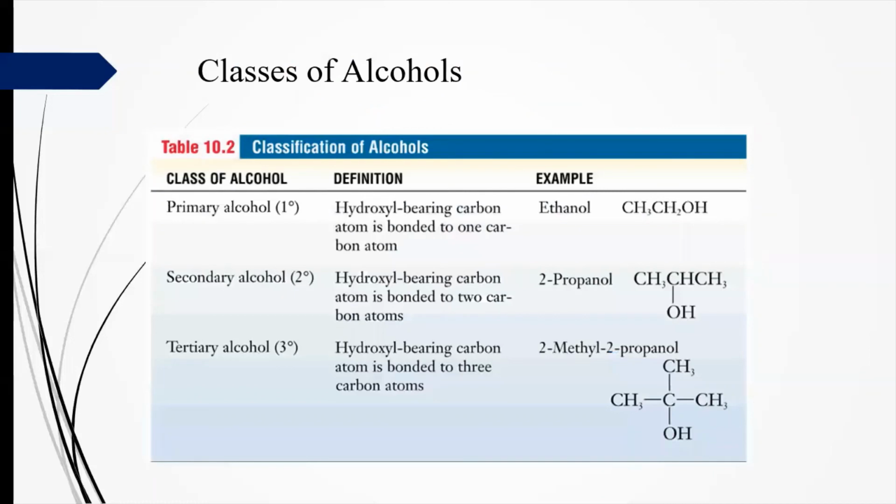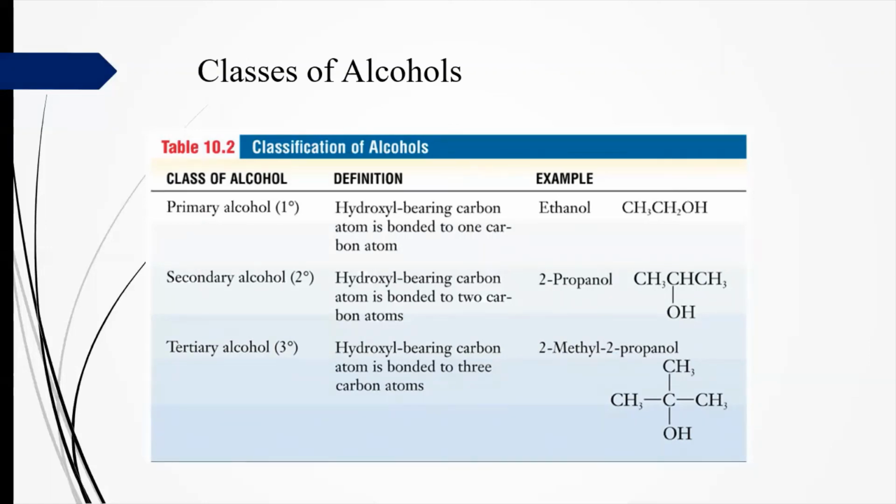Now, there's different types of alcohols. We can have what we call a primary alcohol, a secondary alcohol, or a tertiary alcohol. So a primary one means that they're connected to a carbon that's only connected to one other carbon, right? So it's kind of like at the very end.